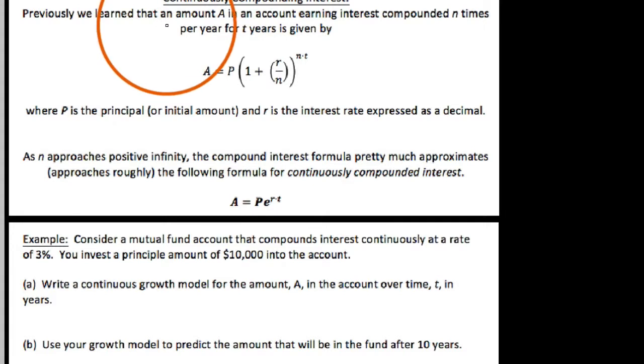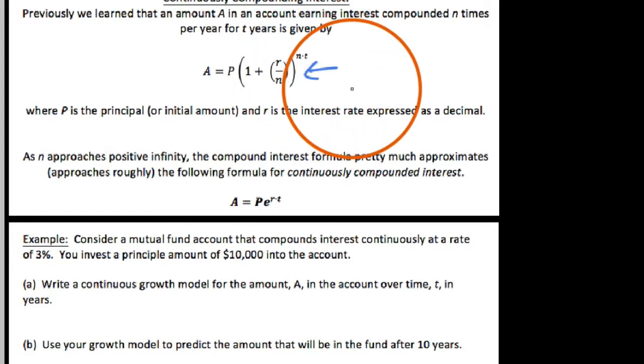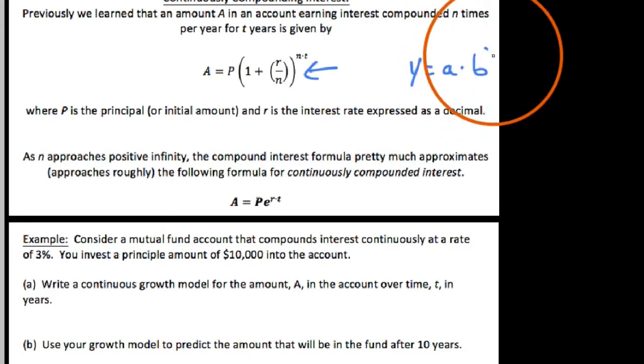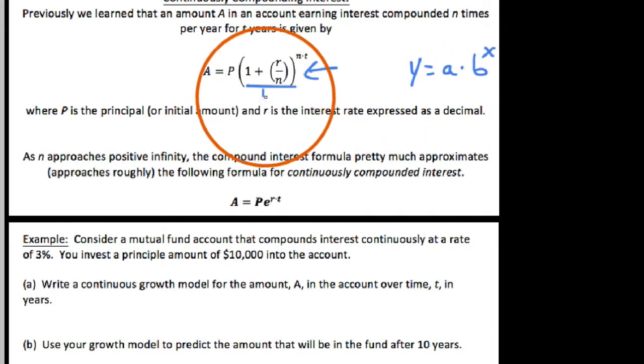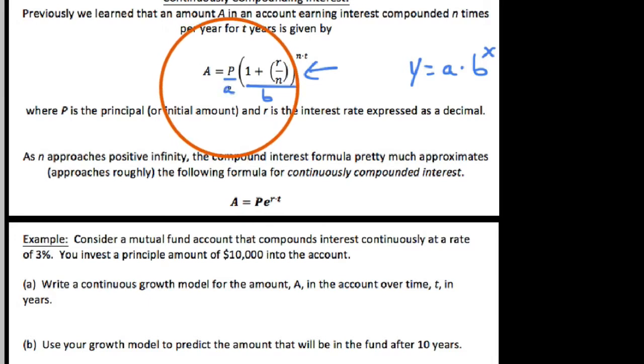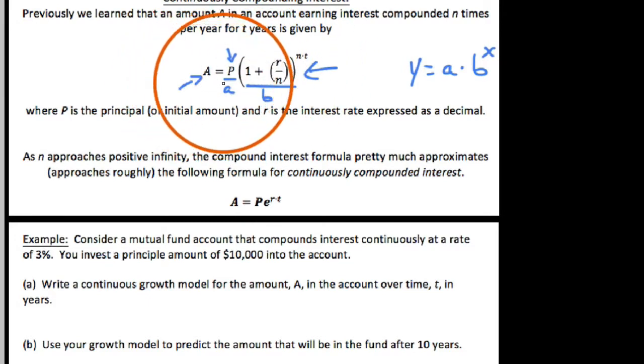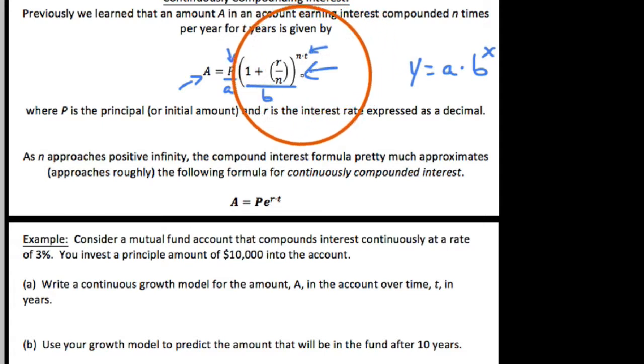Previously we learned that an amount A in an account earning interest compounded n times per year for t years is given by this guy right here. So essentially, this is some exponential model. We say y equals a times b to the x, kind of, where this is our base b. This is our initial amount a. We call this the principal amount. And we said that y represents the amount in the account after a given amount of time. R was our rate, and n was the number of times it compounded per year.